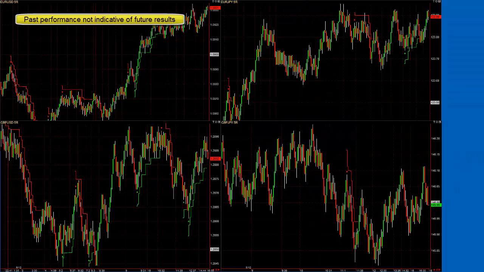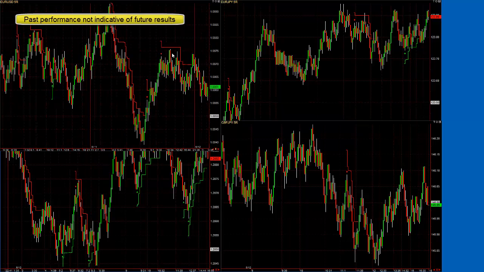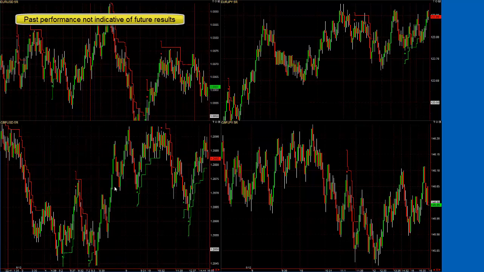So let's just showcase some of the trades throughout the day. Here's the Euro Yen. You can see a small loss, nice win. Previous day, pretty much break even, 5 pip loss here, 20 or so pip win there. Pound, you have a loss, win, win, win, small loss here, win.